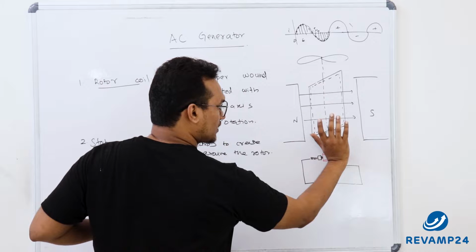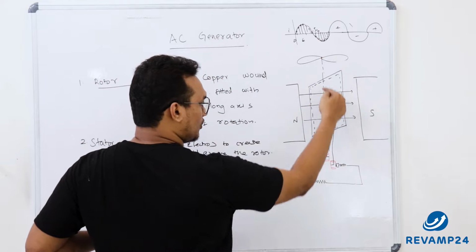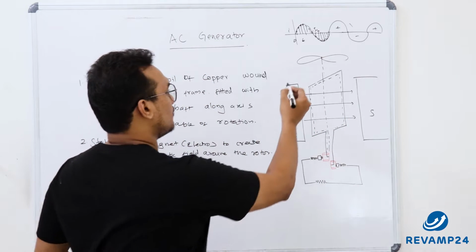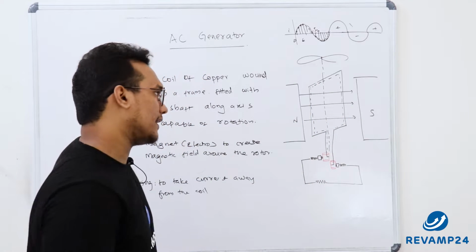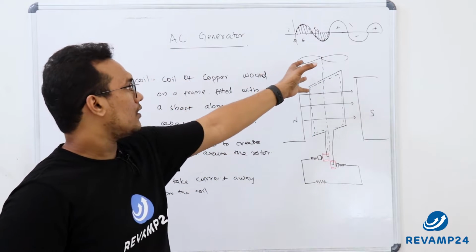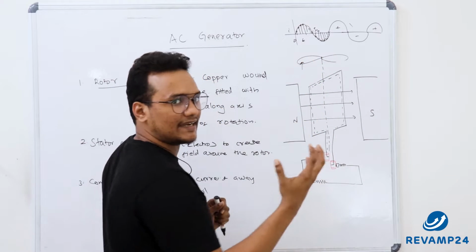Now this rotor will be capable of rotating around one axis. Around this axis, it will be able to rotate. Now who will be rotating it? It is fitted with a turbine blade. Now whenever water is pumped onto this turbine blade, the blade will get the energy.